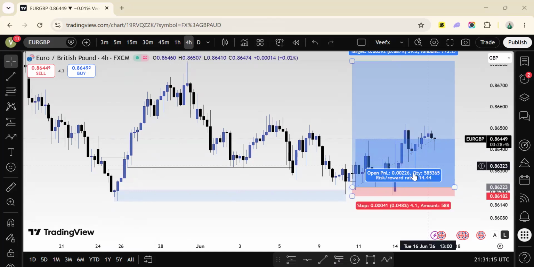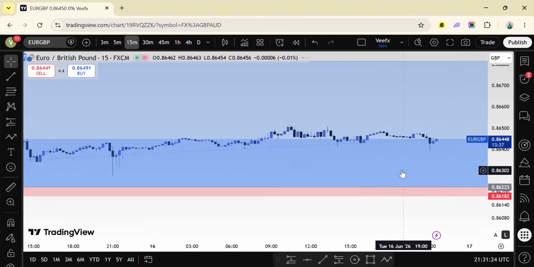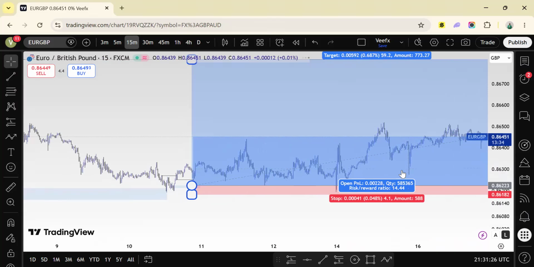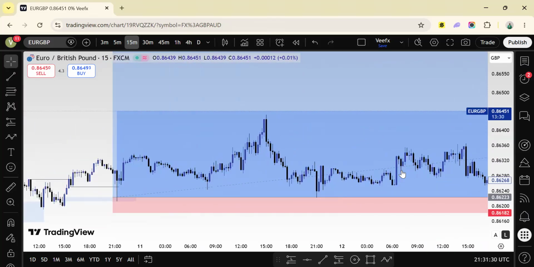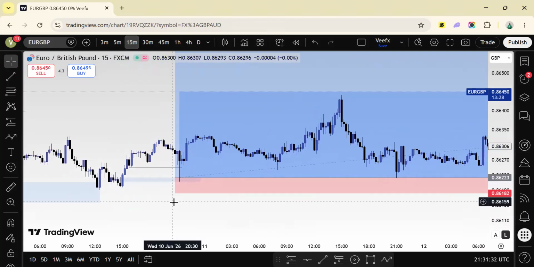Even when I got the confirmed entry on the, was it 15 minutes time frame? I think so, but let me check. So this was where I was. This was the POI I was expecting the market to give me a confirmation from, and it gave me a confirmation.